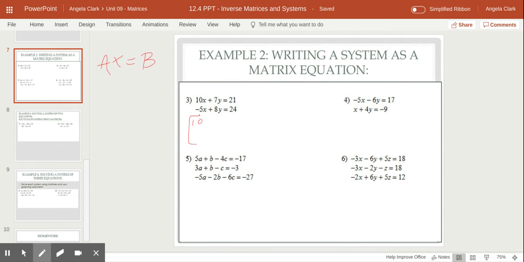So before you start doing this, make sure that your variables are lined up. So x's are with x's, y's are with y's, and so on. Because then that makes this really easy, because then you just look at it and you just write in your coefficients. But if they're not lined up, then it's just easier to make mistakes. So sorry, that's a little sloppy, but there's the coefficient matrix.